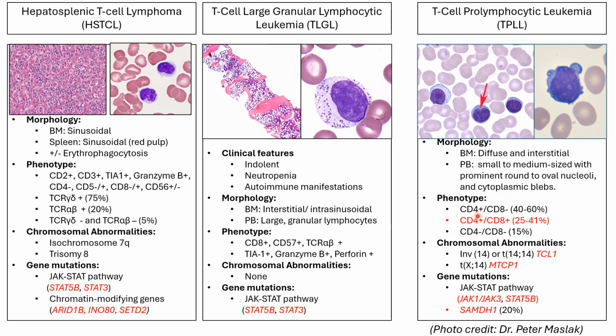Phenotypically, CD4 positive, CD8 negative is seen predominantly, and when you see dual positivity, think of TPLL. CD4 negative, CD8 negative dual negative cases can also be seen in about 15% of the cases. Inversion 14 or translocation 14;14 would render TCL1, and that's commonly seen in TPLL cases. Other few cases can show translocation X;14, which will then show MTCP1. The JAK-STAT pathway can also be involved in a few cases, showing JAK1, JAK3 mutation, STAT5B, and SAMHD1, also seen in 20% of the cases.